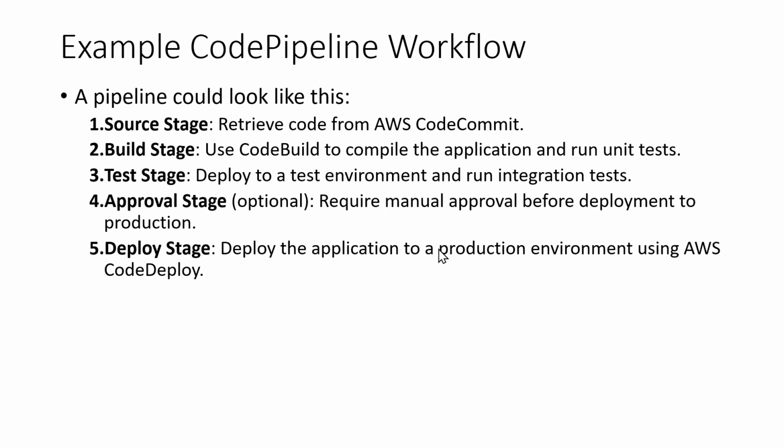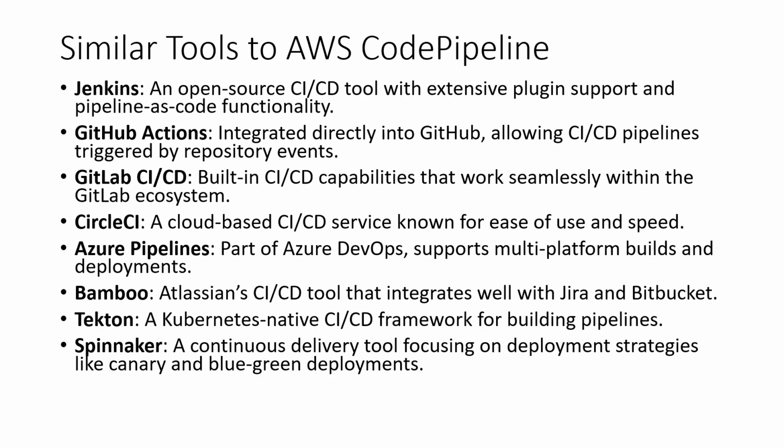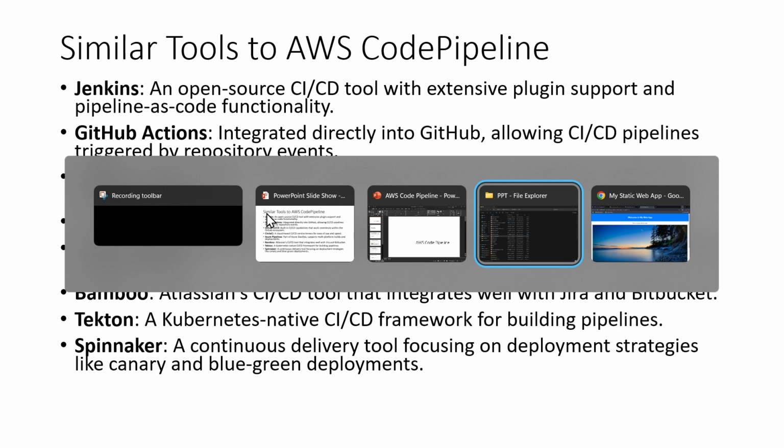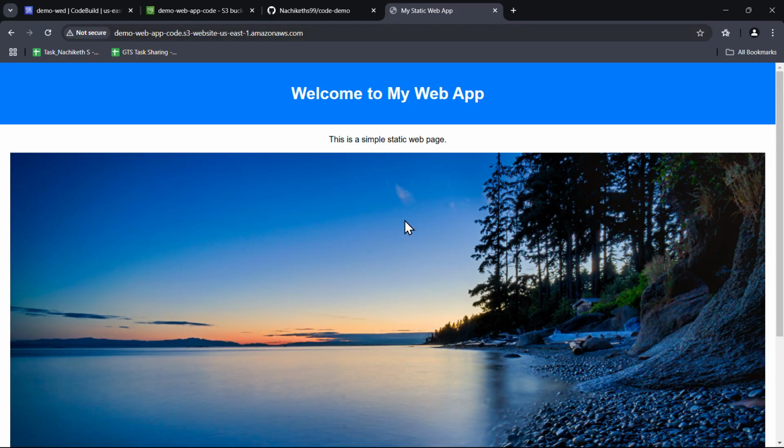Okay, and here is the example: source stage, build, test. Retrieve code from AWS CodeCommit or Git where you have linked, and use CodeBuild to compile the application and run the test. So the test stage is to deploy the test environment and run integration tests. And the approval stage is completely optional, you can have it or ignore it as you want, and later we're just going to deploy. So we'll come back to this later, so let us go and try to look into the things.